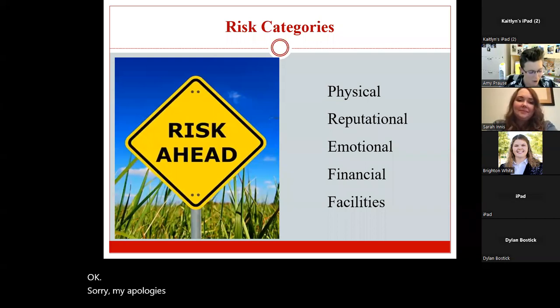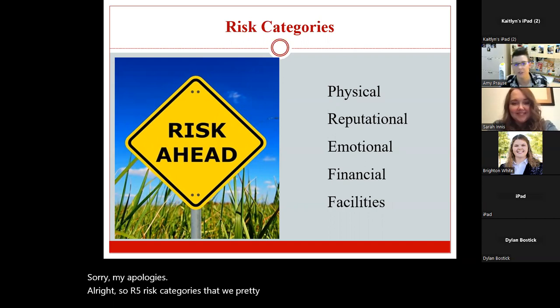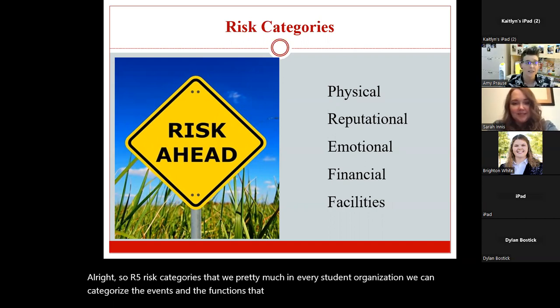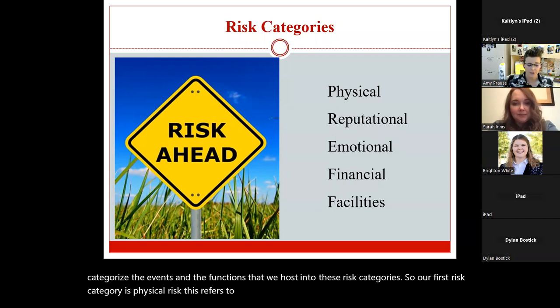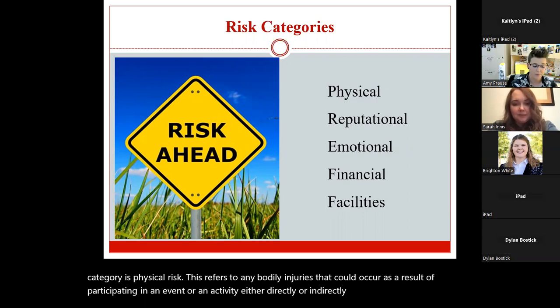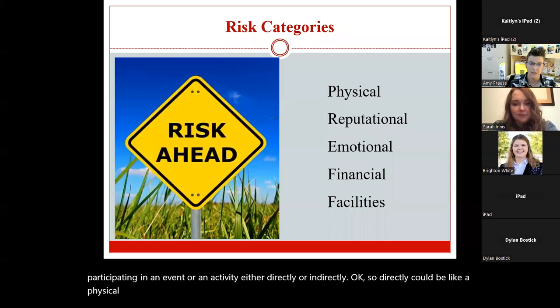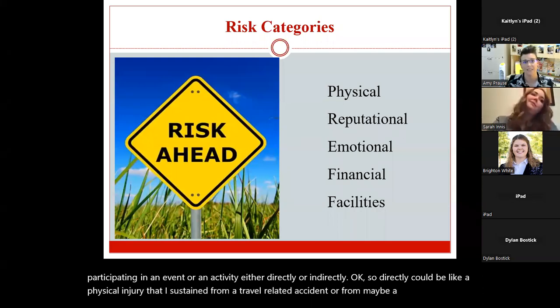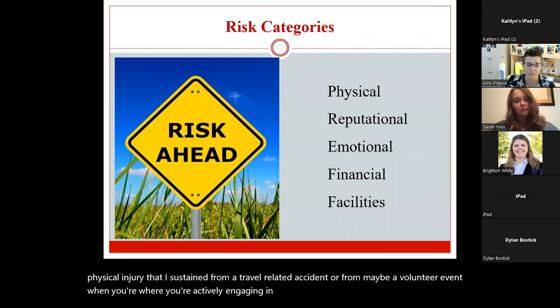All right. So our 5 risk categories: in pretty much every student organization, we can categorize the events and the functions that we host into these risk categories. Our first risk category is physical risk. This refers to any bodily injuries that could occur as a result of participating in an event or an activity, either directly or indirectly. Directly could be a physical injury sustained from a travel-related accident, or from a volunteer event where you're actively engaging in the actions happening at that event.